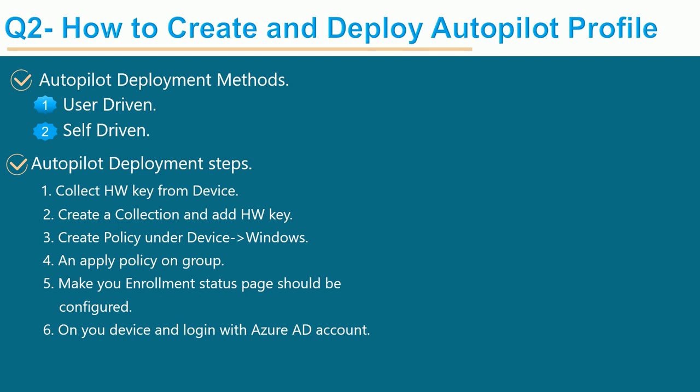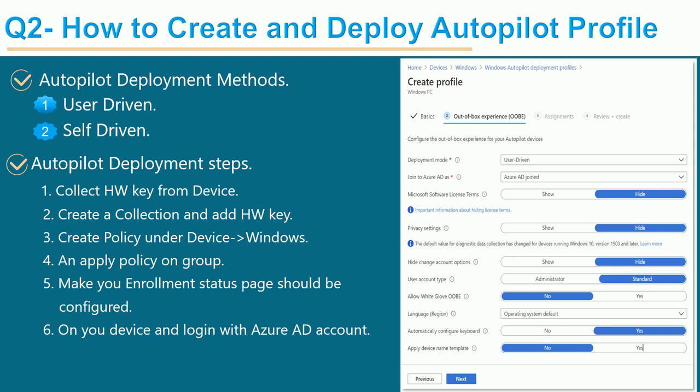Now, once you've done it, log in on your device with the Azure AD account, and then we are good. Now here is your Autopilot profile, how it looks. You need to go to Home, Devices, Windows, and then the Windows Autopilot deployment profile. Here you can see the deployment mode. If you drop down, it will be user driven and self-deploying, and you can join to Azure AD. All these settings you can define here.